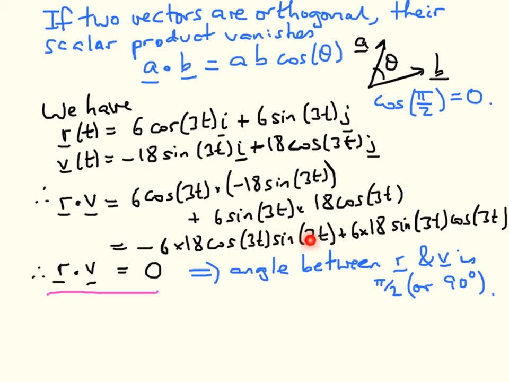And we see that this and this are exactly the same, but there is a minus sign, a relative sign, so they will therefore cancel each other and the scalar product vanishes. That tells you that the position vector and the velocity vector are at right angles. They are orthogonal. So with that, we'll move on to the next part.